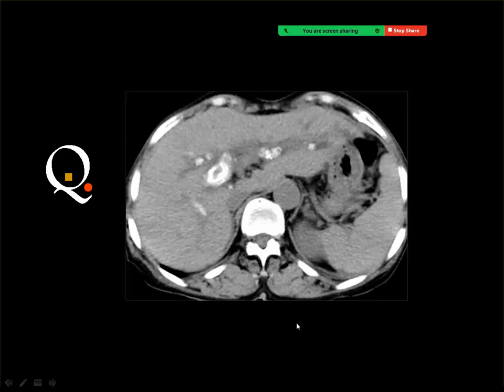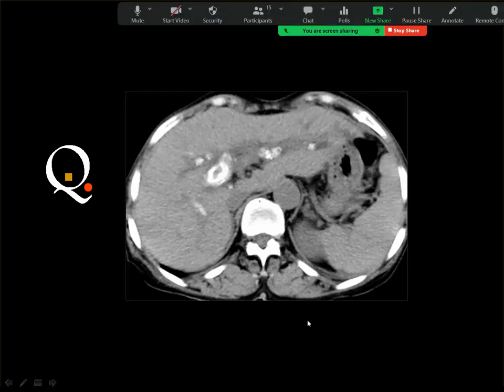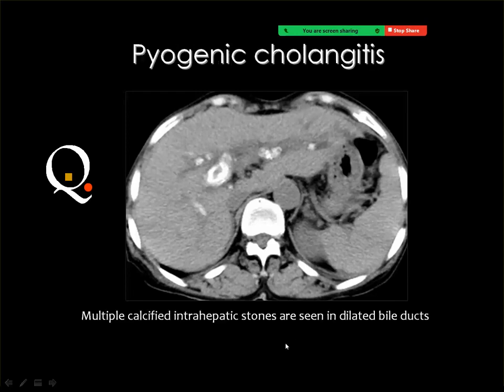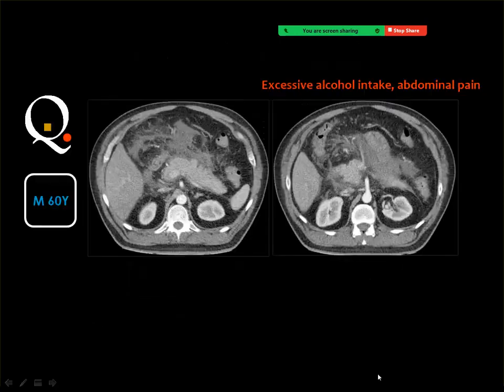But the history is required to diagnose sclerosing cholangitis. The patient may have another disease like ulcerative colitis and so on. But the presence of calculi inside the dilated biliary radicals is much, much more common in biogenic cholangitis. So if you don't have the history, you should diagnose biogenic cholangitis. If you have the history that the patient had other autoimmune diseases, then you can suspect the possibility of sclerosing cholangitis.